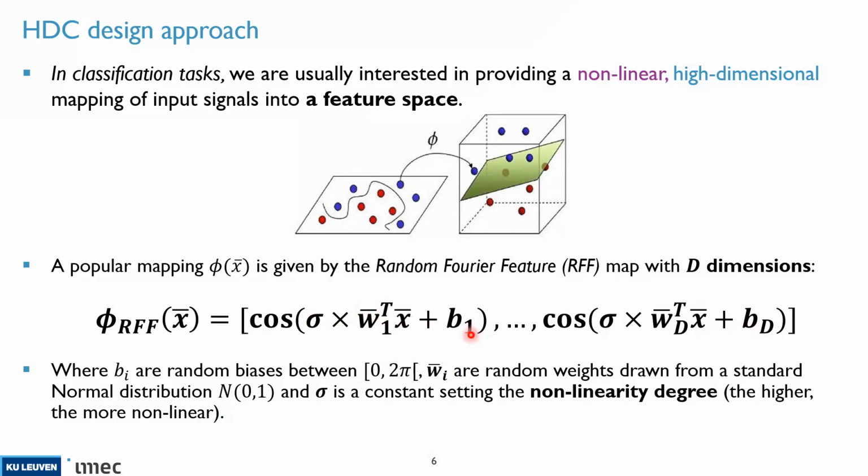And these weights and these biases are in fact randomly generated. These weights are drawn from an N(0,1), a standard normal distribution, and the biases are drawn from a uniform distribution between 0 and 2 pi. The sigma parameter here sets the nonlinearity of the transform. So the larger sigma, the more nonlinear this transform will be. So that's the random Fourier feature mapping, and it has been used a lot, for example, in the context of support vector machines to provide a first feature encoding.